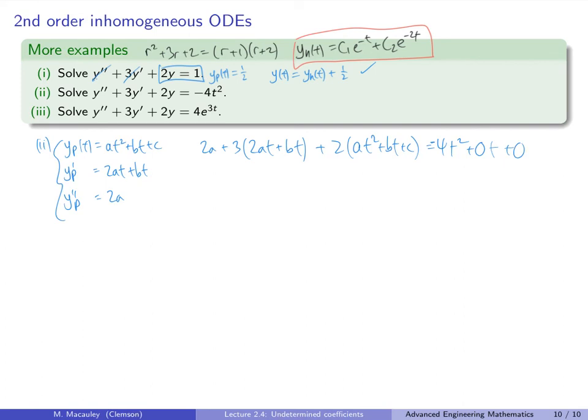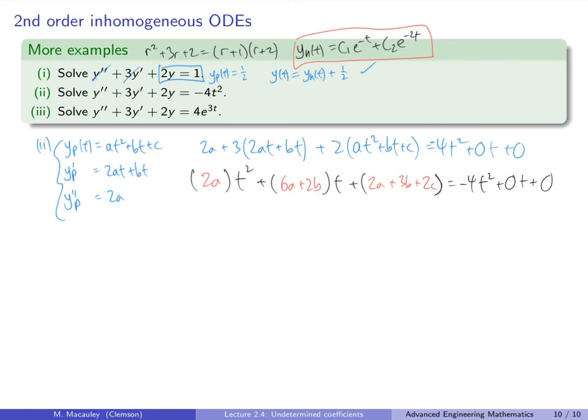So let's collect terms. How many t squareds do we have? We only have one, so that's 2a times t squared. How many t's do we have? We have 6a plus 2b. And then how many constant terms do we have? Well, we have a 2a, and then a 3b, and then a 2c, and that's equal to negative 4t squared plus 0t plus 0.